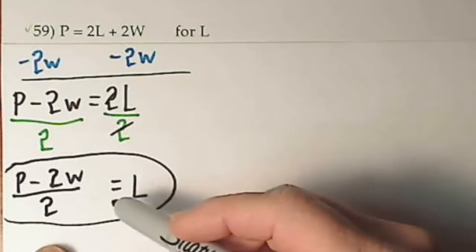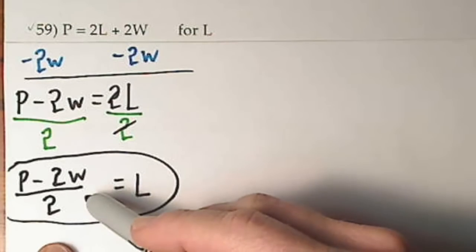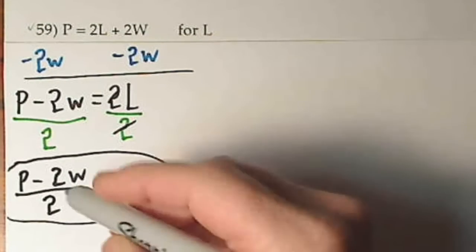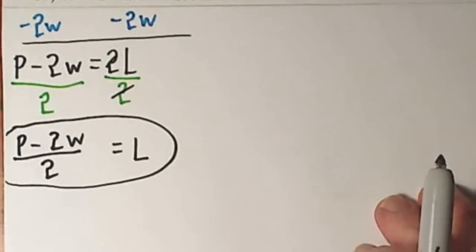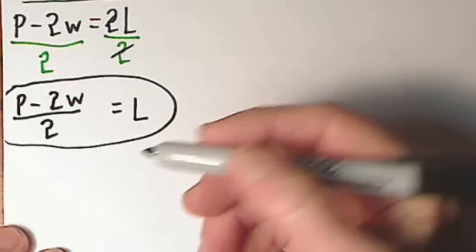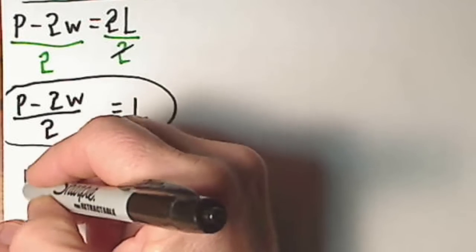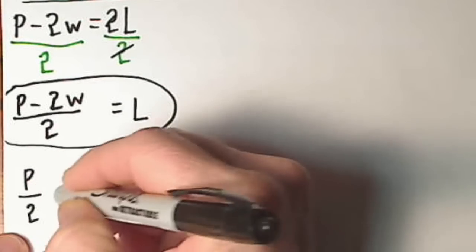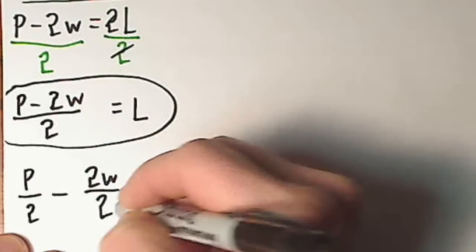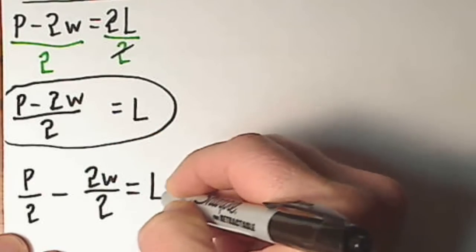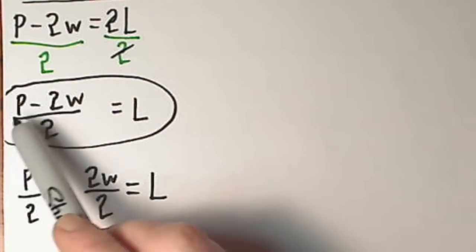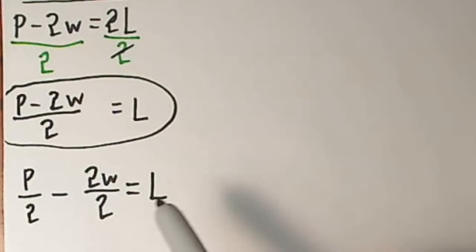I'll go ahead and show you this could be written in a different way. We're perfectly happy with that answer, but what this really means, I'll slide it further this direction. Again, this is the answer, but you could write p over 2 minus 2w over 2 equals L. This 2 applies to each term, so it can be written this way.